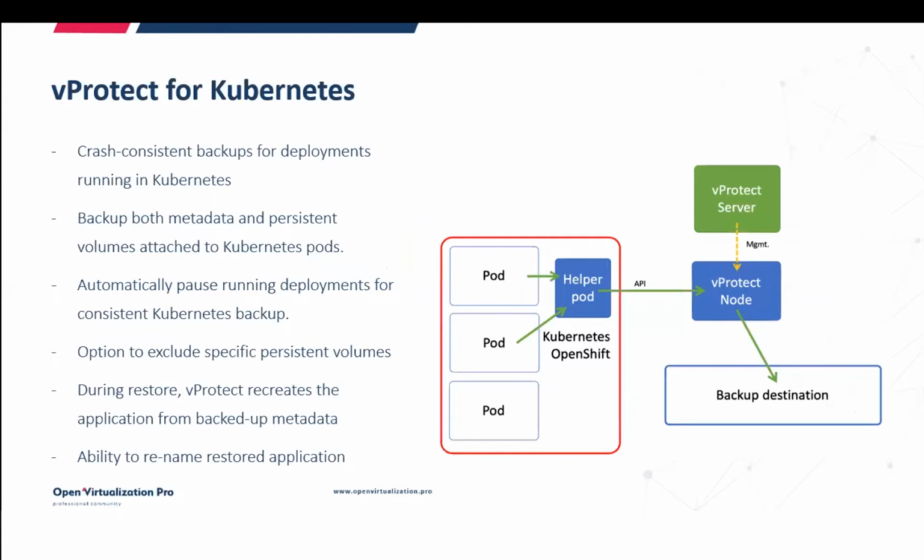Now for Kubernetes in particular, what vProtect does is provide a crash-consistent backup of deployments running in Kubernetes environments. It can actually back up both the metadata and the persistent volumes attached to pods running in Kubernetes. With a really slick user interface, it's very modern, very easy to use, very intuitive, you're quickly able to set up protection and store Kubernetes backups in any of those backup destinations that we mentioned earlier.